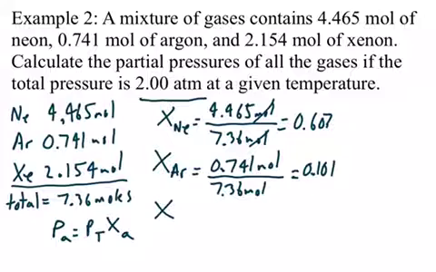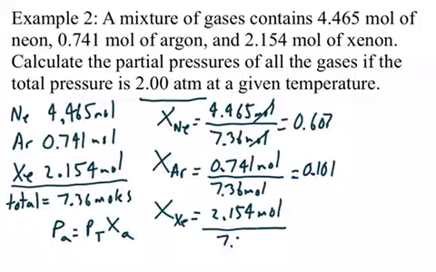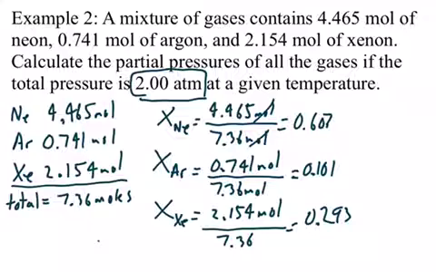And then let's do the mole fraction of xenon. That's going to be 2.154 moles over 7.36, and that's going to give us 0.293, okay? So as we do this, you will see we have the mole fractions of each. Now, if you recall, we also have the total pressure. So here's what we're going to do. Let me go ahead and erase this down here for a minute.